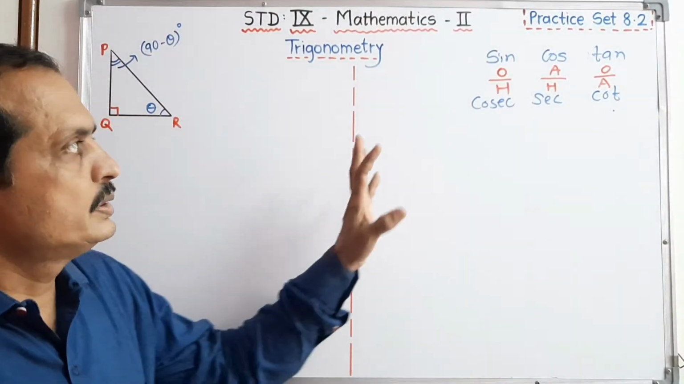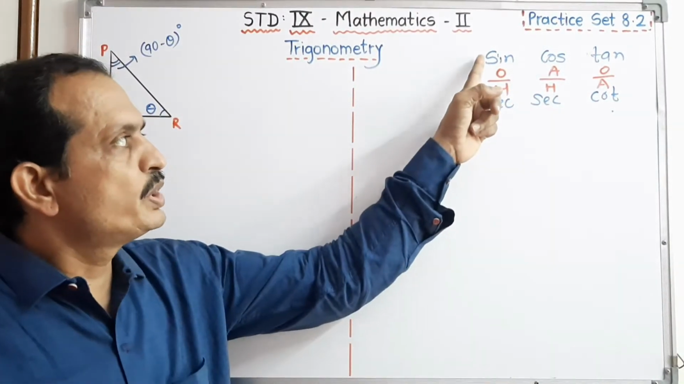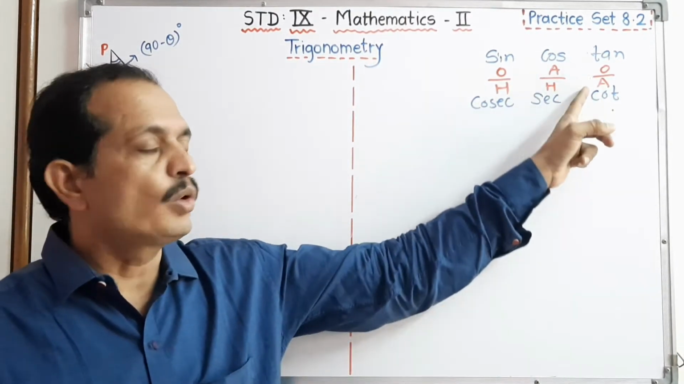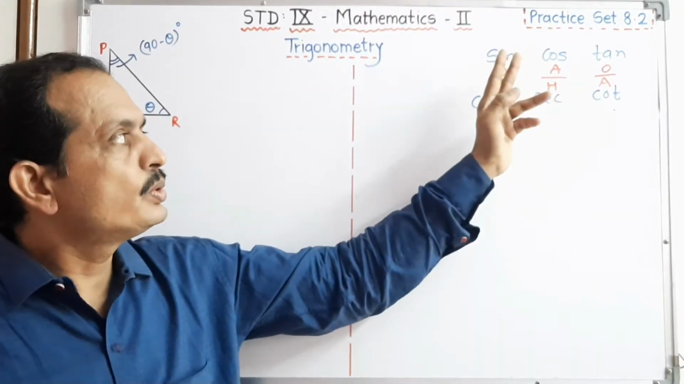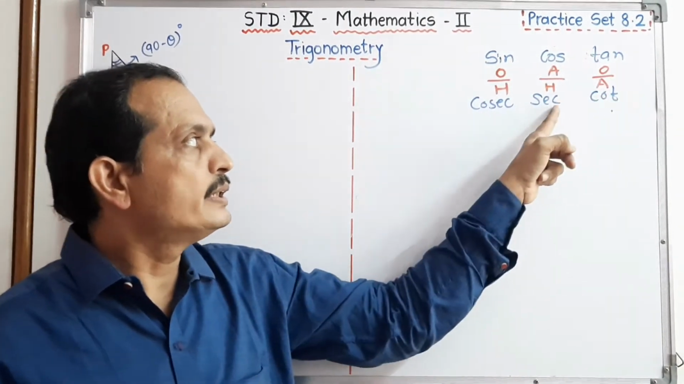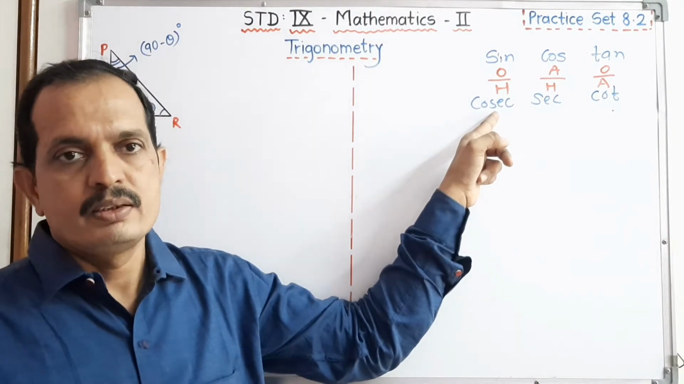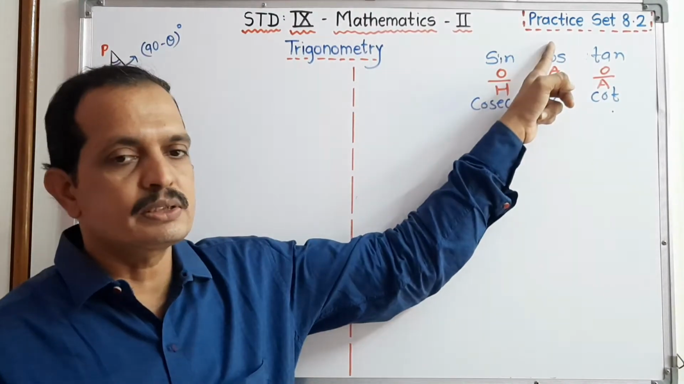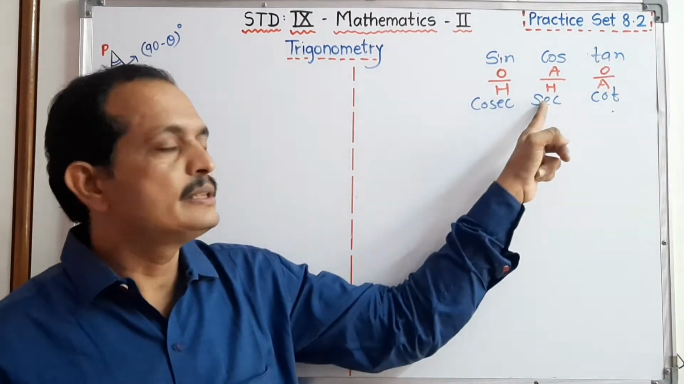Dear student, just now we completed the relation between sin and cosec, cos and sec, tan and cot. Now we have to see the relation between sin and cos, tan and cot, and sec and cosec. See dear student, we have to learn the relation between sin and cos, tan and cot, sec and cosec.